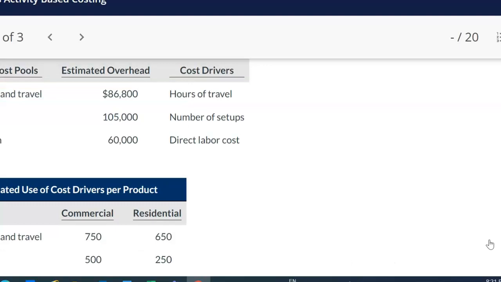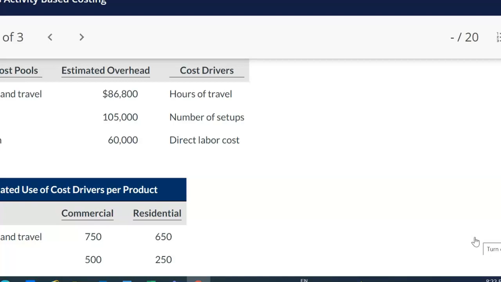Okay, they've taken it and broken it into three pools. 86,800 is scheduling and travel, 105 is setup time, and supervision is 80,000. They tell us that for travel and scheduling, the driver is the hours of travel. For setup time, it's the number of setups. And for supervisory, it's direct labor costs.